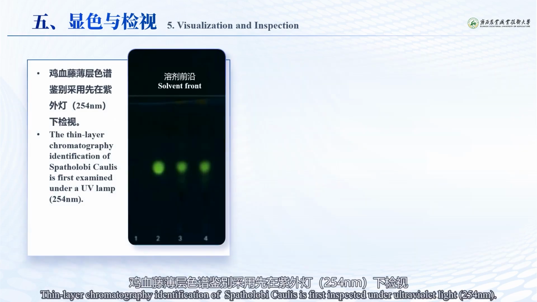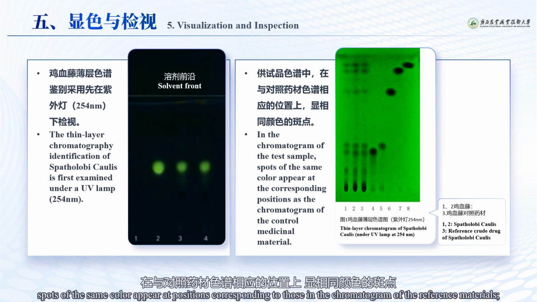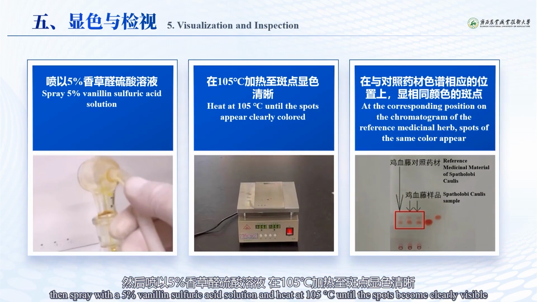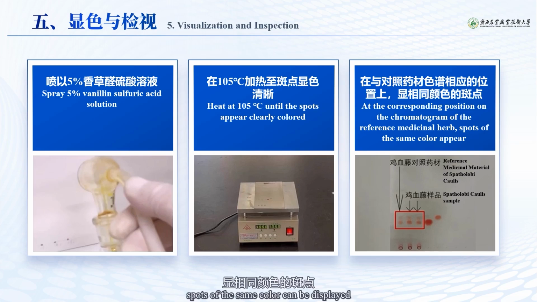Thin layer chromatography identification of Spatholobi Caulis is first inspected under ultraviolet light, 254 nanometers. In the chromatogram of the test sample, spots of the same color appear at positions corresponding to those in the chromatogram of the reference materials. Then spray with a 5% vanillin sulfuric acid solution, and heat at 105 degrees Celsius until the spots become clearly visible. At corresponding positions on the chromatogram of the reference medicinal materials, spots of the same color can be displayed.